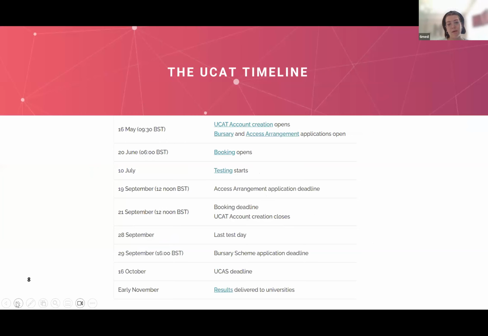This is a bit of a timeline of what happens at the UCAT. The UCAT accounts are open, and booking has also opened. So some of you might already know when your tests are. And then there's quite a long time in which the testing dates are open. And then you will sit your exam. You'll then submit your UCAS application to choose which medical schools to apply for. And then UCAT will send over your scores to them after that point.